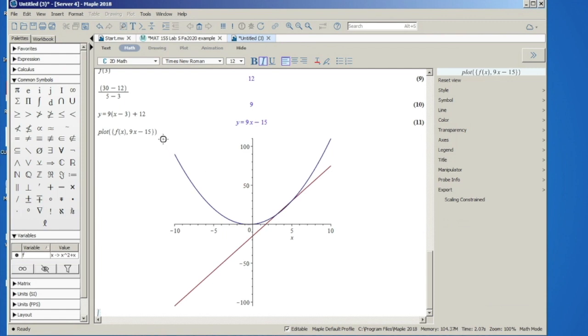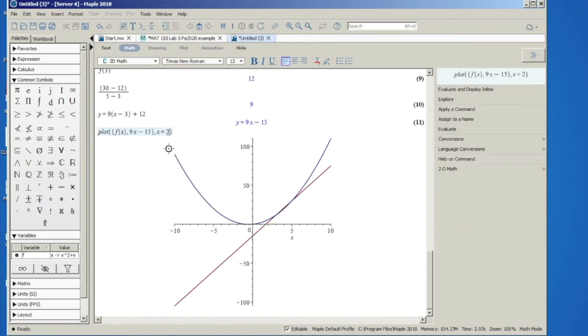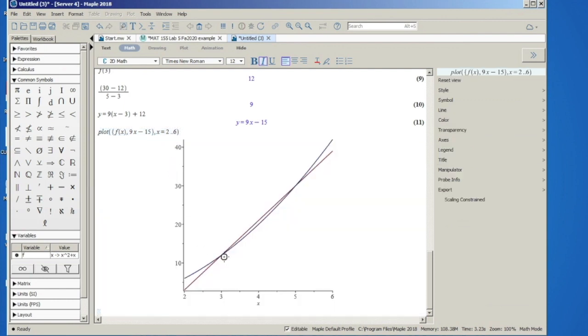And now it's looking like the tangent line. However, we still have to verify, so let's zoom in. I'm going to zoom in from 2 to 6. And as you could see, we are not quite there yet. We still have a secant line. To the naked eye, it looked like it was a tangent line, but it's not. We're getting closer. So let's try 4 and f of 4.